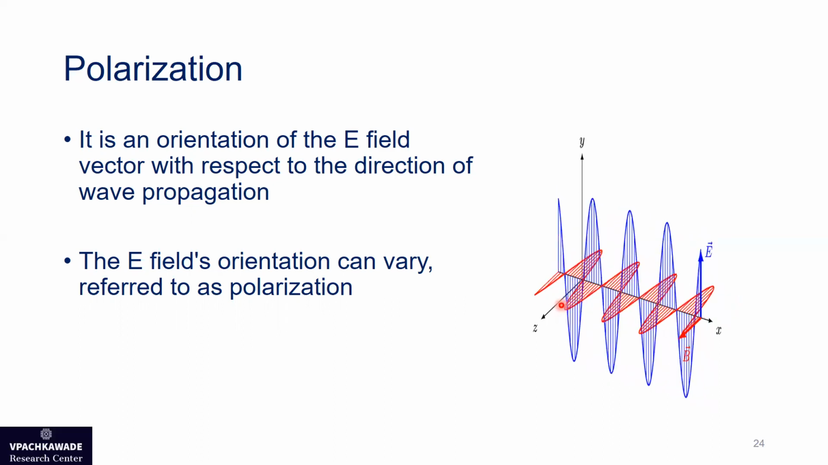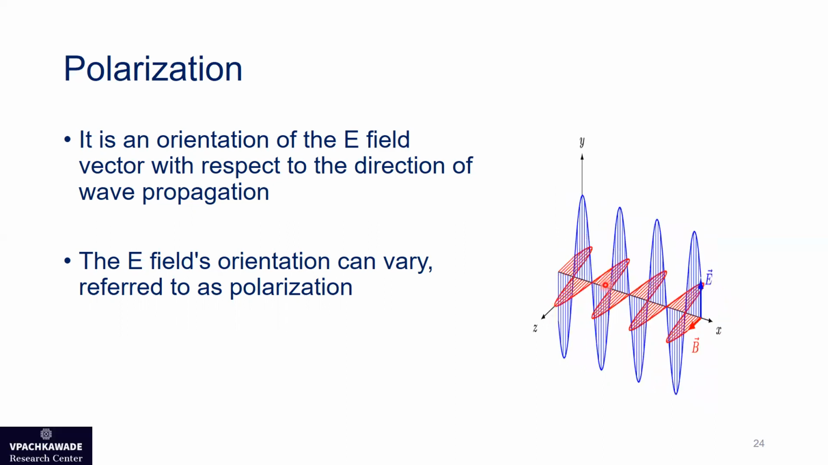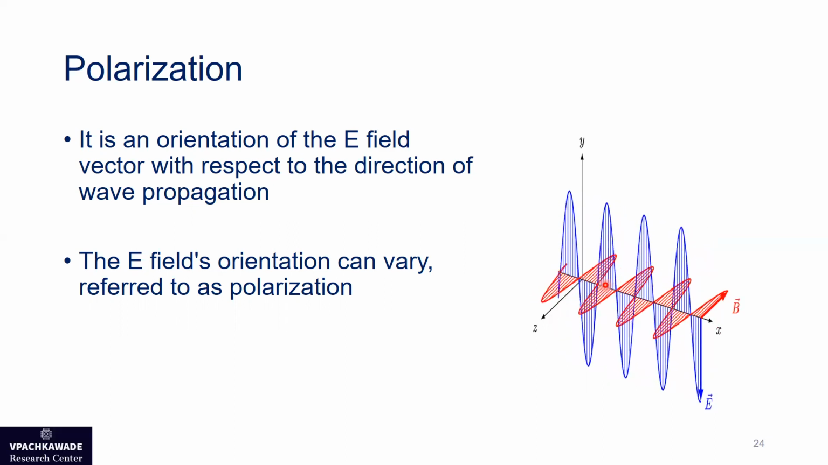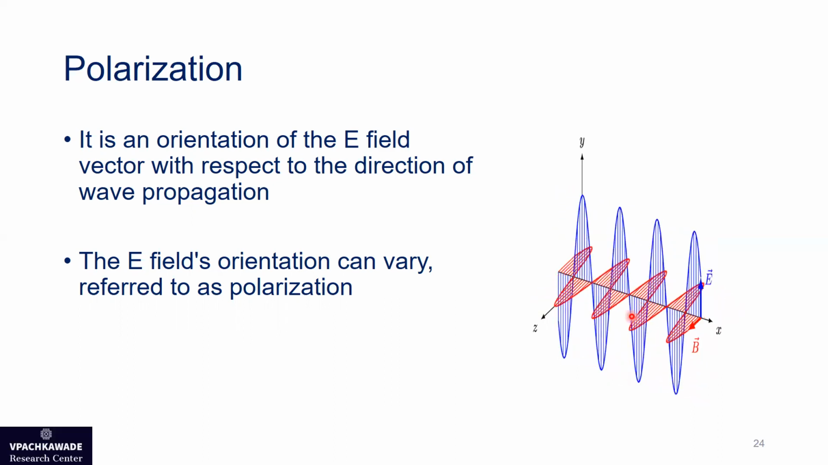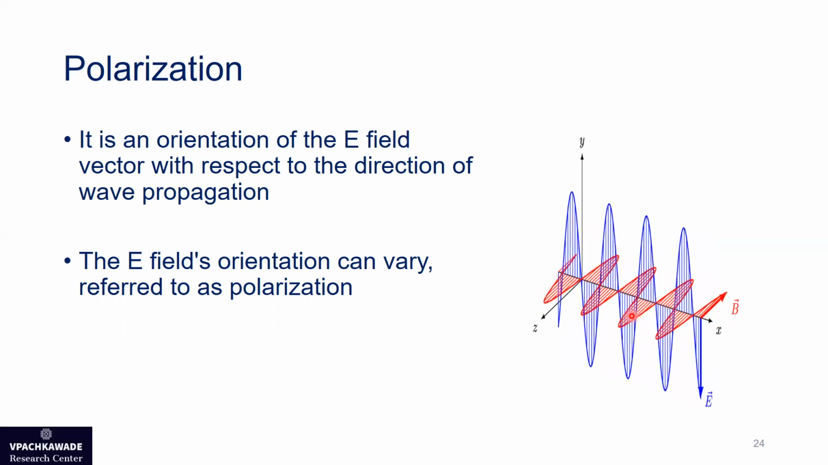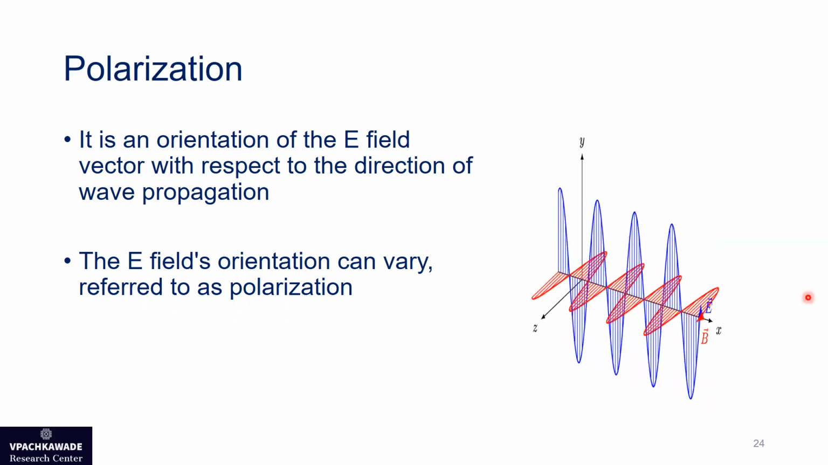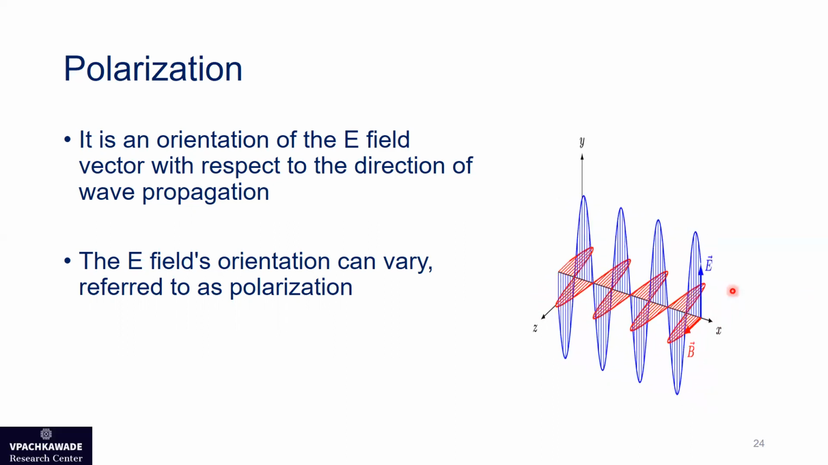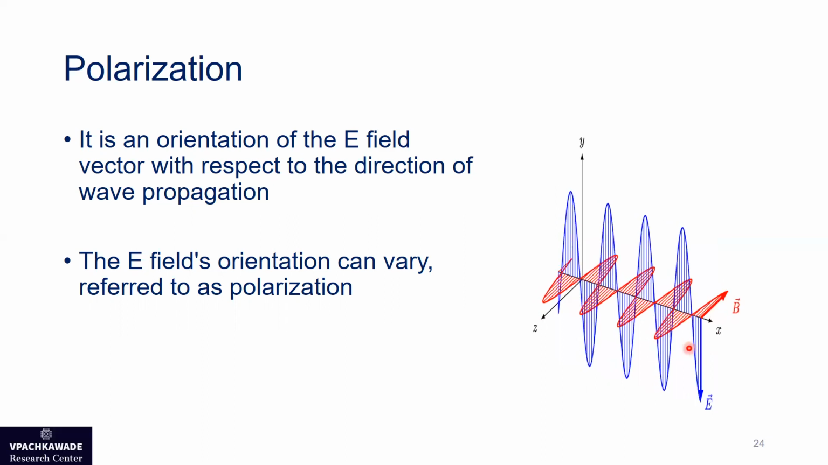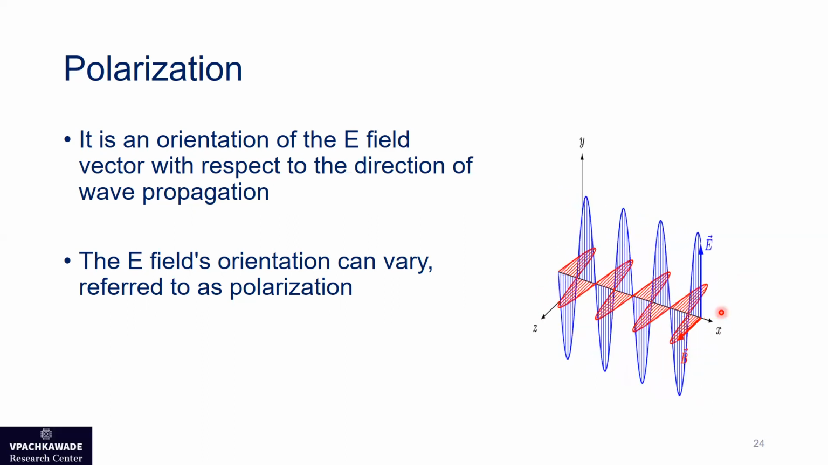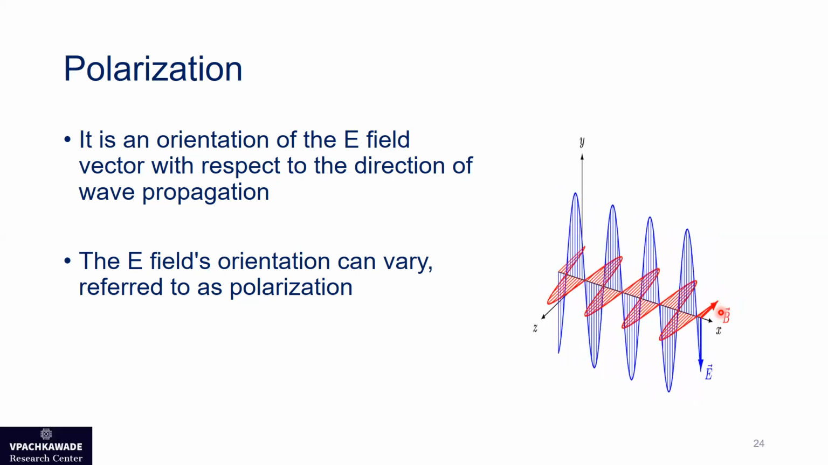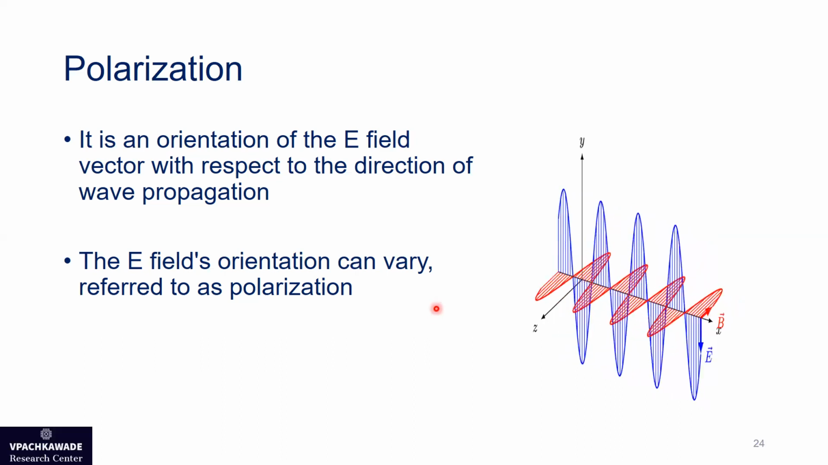In that case, the electric field component, which is now the red waveform, we will call a horizontal linear polarization, because it is going, you see these red arrows, in the Z plane, positive Z and negative Z. So we call it horizontal polarization. That was the concept of polarization.